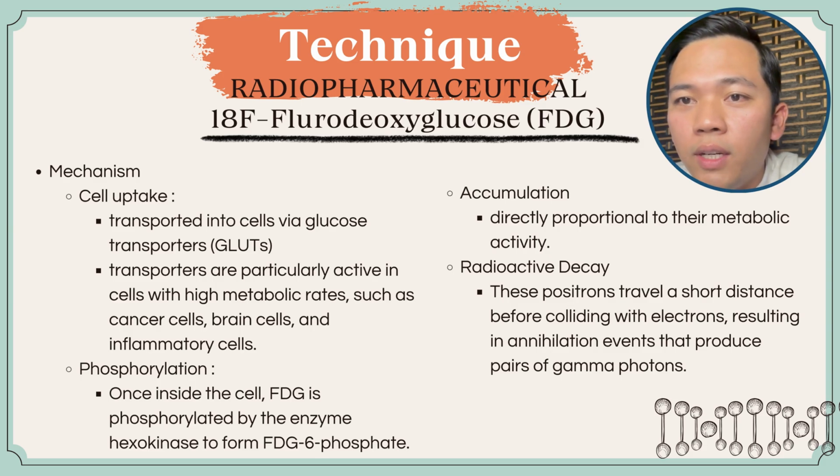For the radioactive decay, the fluorine-18 isotope in FDG undergoes radioactive decay, emitting a positron. These positrons travel a short distance before colliding with an electron, resulting in an annihilation event that produces a pair of gamma photons. The PET scanner detects these gamma photons and constructs an image showing the distribution of FDG in the body.